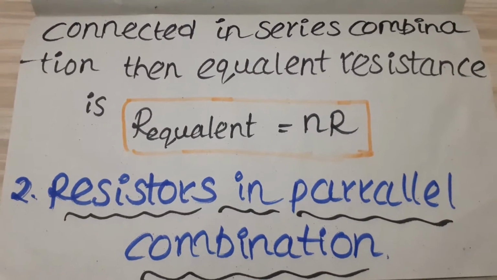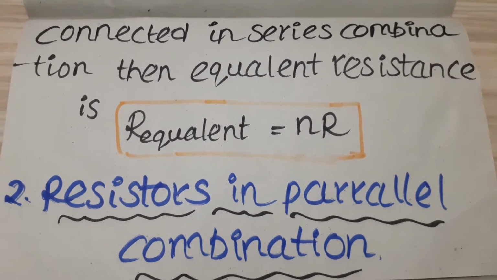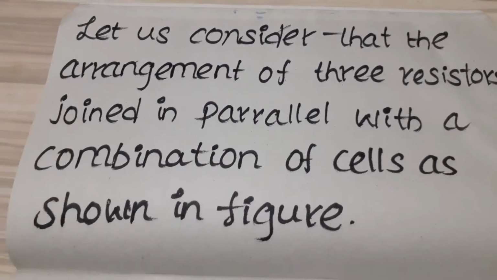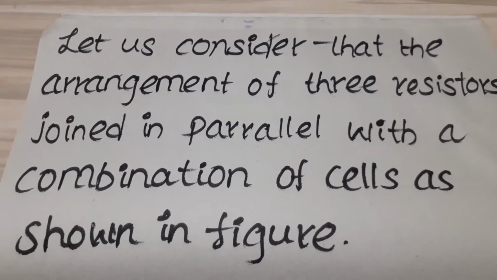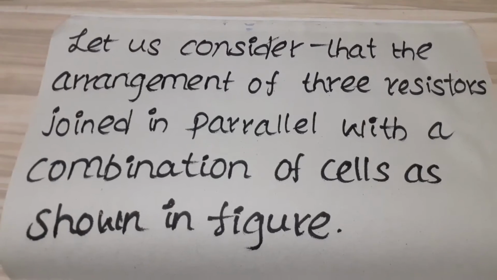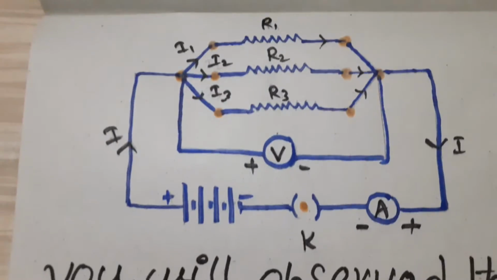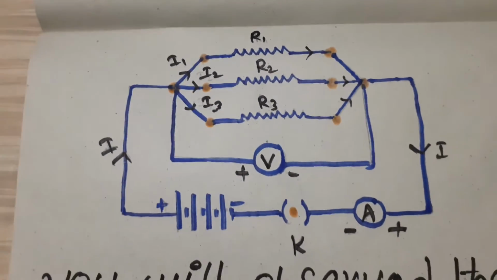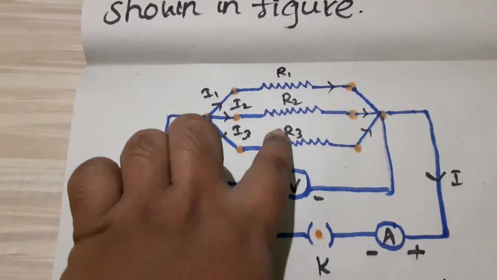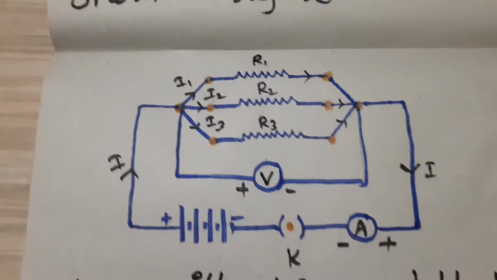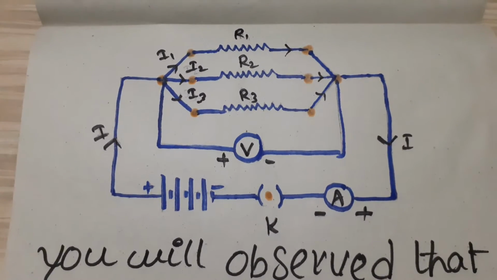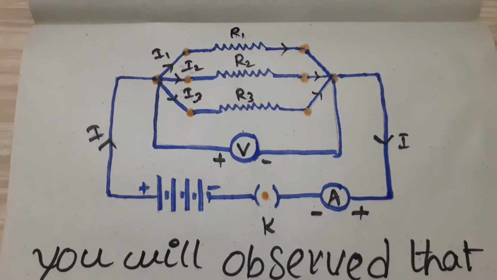Next topic, resistance in parallel combination. For this, I am taking three resistors R1, R2, R3 which are connected in parallel combination. This is the parallel combination. From this diagram we have to find the current and potential difference values.